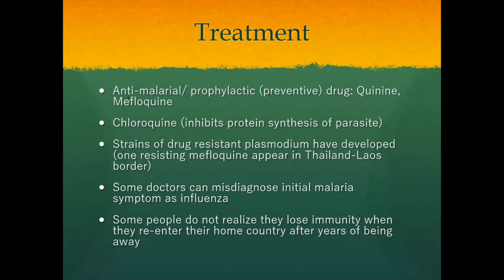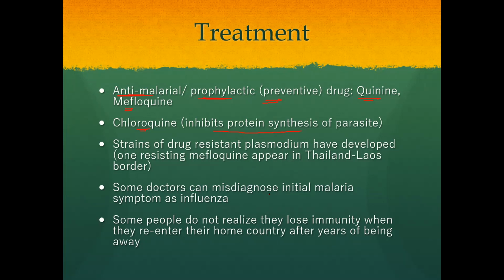So coming to the treatment, basically it's anti-malarial drugs, right? They can be taken as a prophylactic measure. Prophylactic means preventive measure, right? So the drugs are quinine and mefloquine. Then chloroquine, its effect is on the parasite, so it inhibits the protein synthesis of the parasites, right? They have also noticed strains of drug-resistant Plasmodium in different countries.